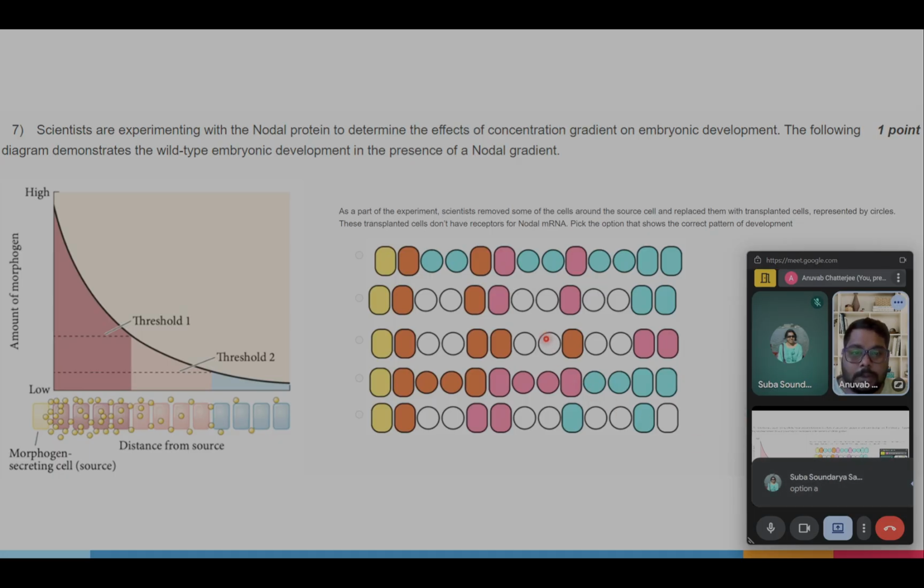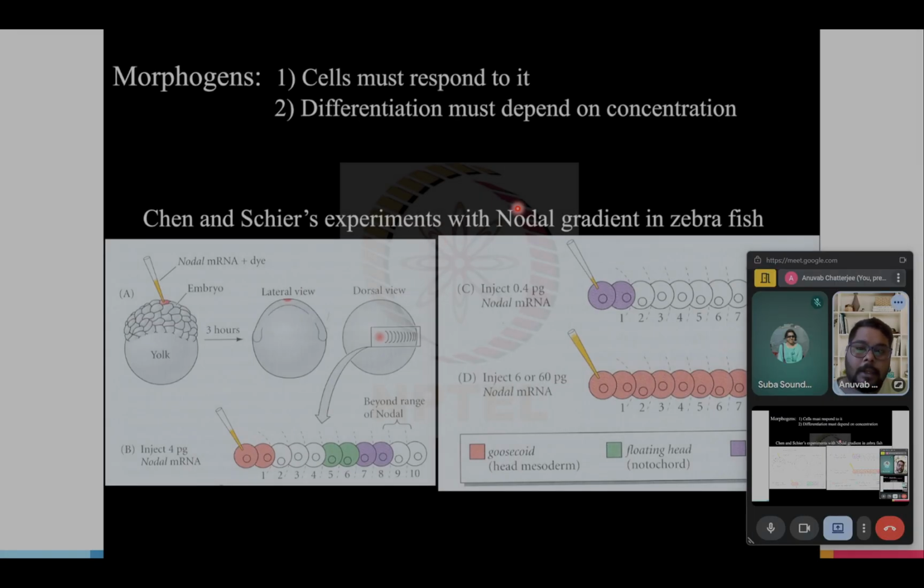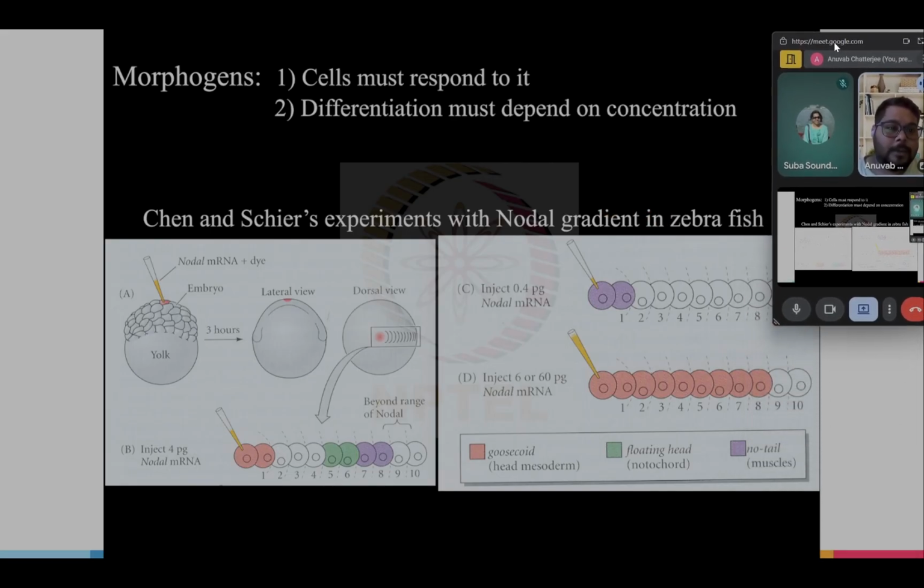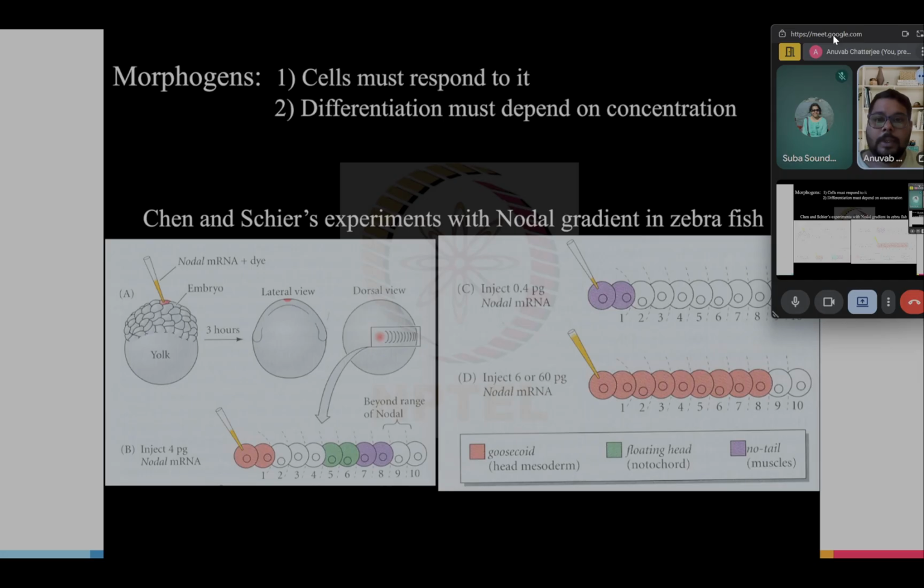Okay. So option A. So let us just have a look at what we are dealing with. So let me tell you a bit more about morphogens before we go into answering this question. As I said, morphogens are signals which the cells respond to, and the differentiation of the response of the cells depends on the concentration of the morphogen. So people have done a lot of experiments to figure this entire model out.